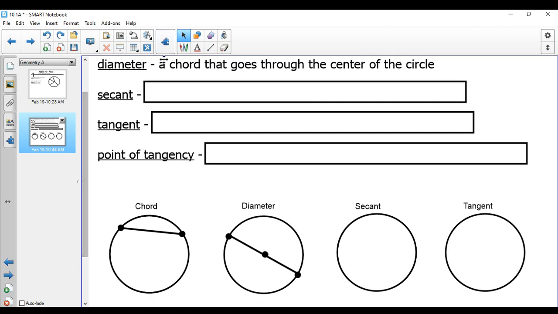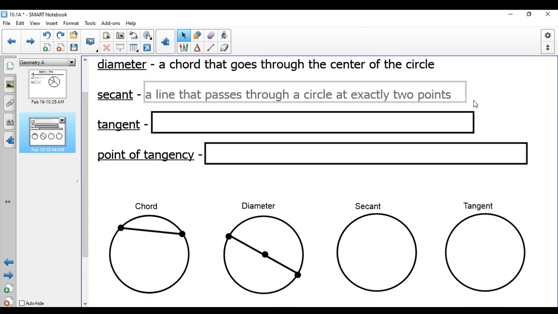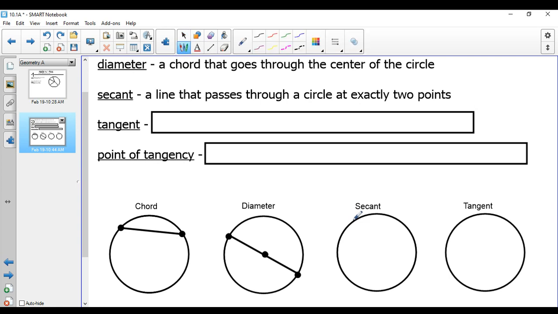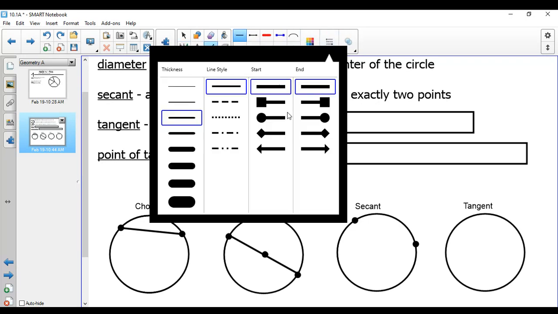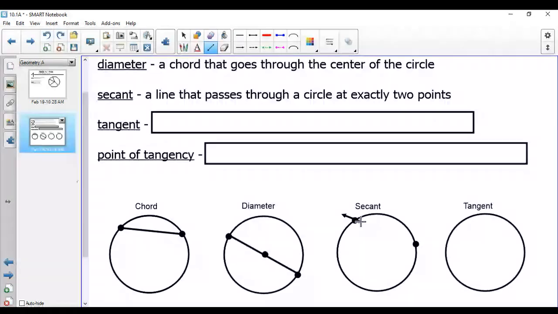Okay, a secant. A secant is a line that passes through a circle at exactly 2 points. So a secant is going to look something like this. We still need to draw 2 points on the circle. They can be anywhere on the circle. And a secant is a line that goes through those 2 points. Okay, so to draw a secant line, it should look something like this.